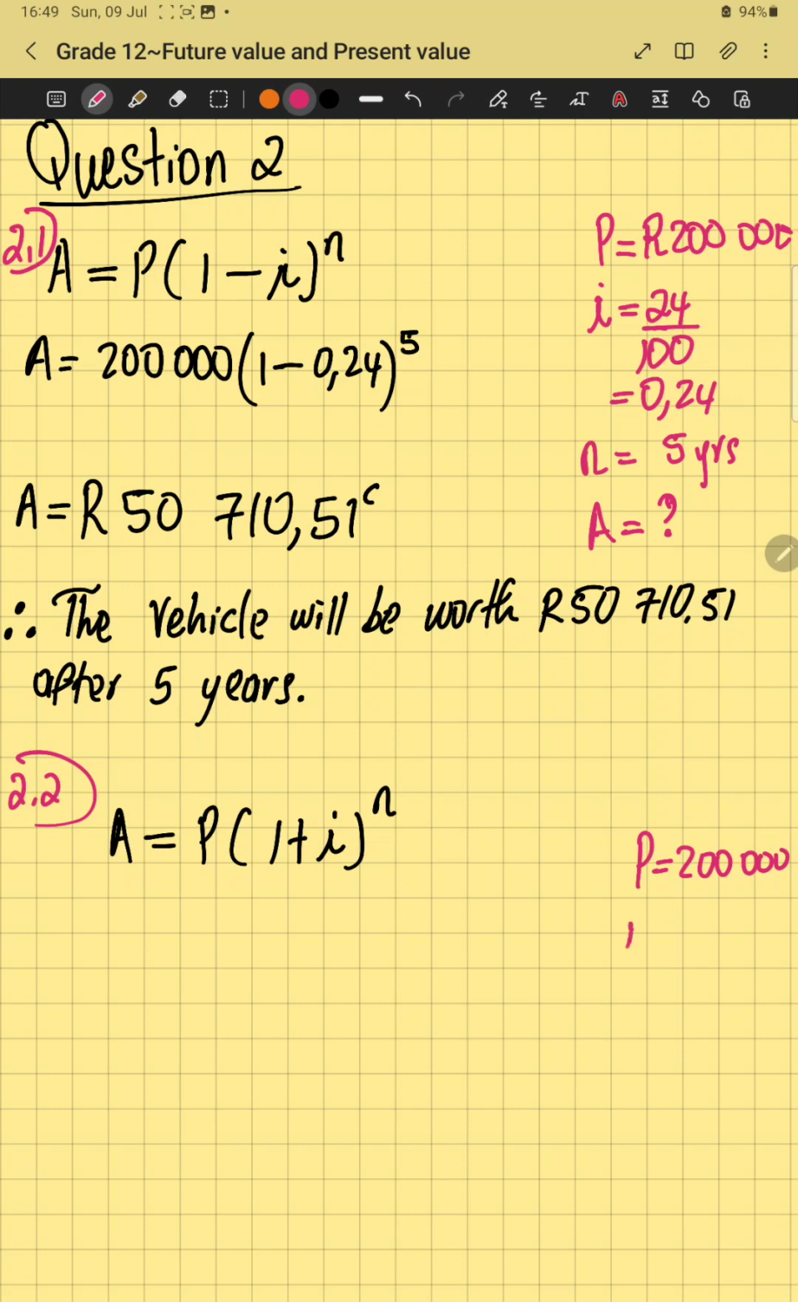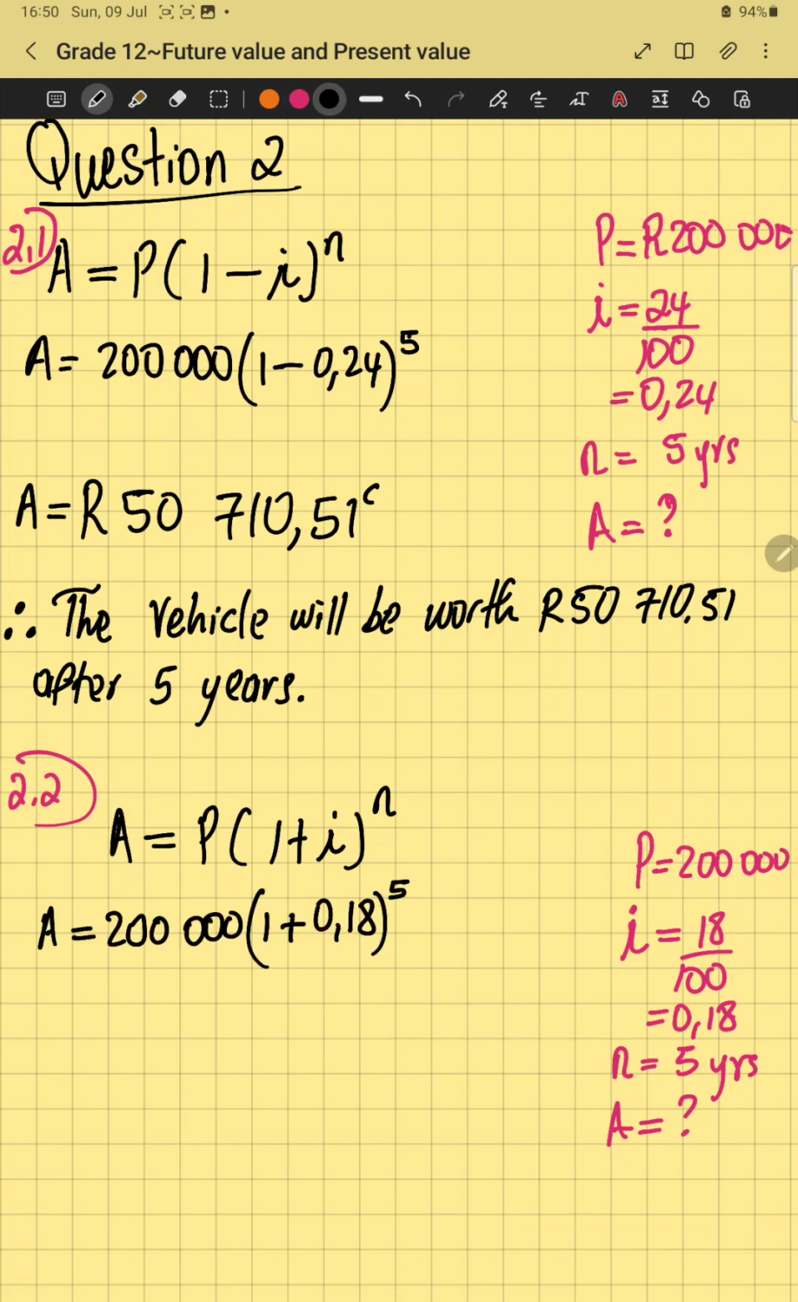Okay, but now they said the percentage or the cost of the new vehicle is increased by 18%. So that means now we'll no longer use 24, but we're going to use 18%, and then we divide by 100, and then we get 0.18. Again, we still want to know after 5 years. Okay, and we are looking for A, that is accumulated value. Now let's substitute. This is our substitution.